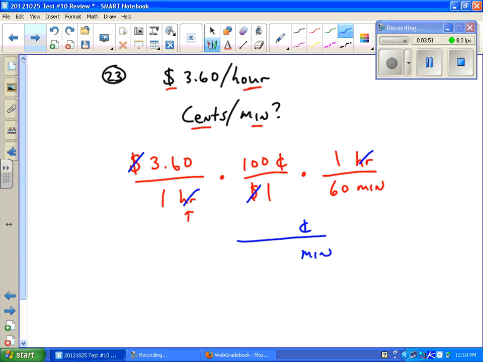Then multiply straight across. $3.60 times 100 will be 360 cents. And 1 times 1 times 60 will be 60 minutes. But it's asking you cents per 1 minute. So you have to do 360 cents divided by 60 minutes. And you're left with 6 cents per minute.